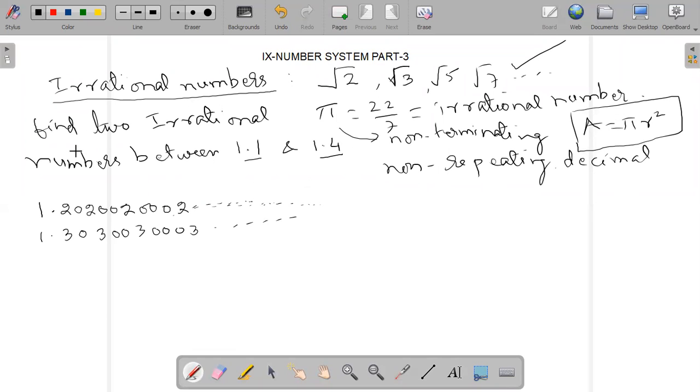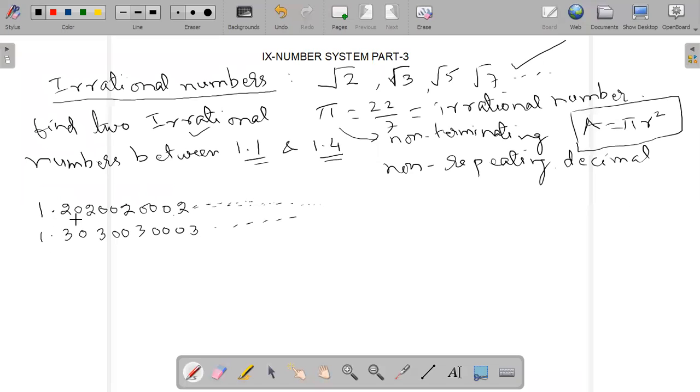And now we find two irrational numbers between two rational numbers, between 1.1 and 1.4. So how will we find them? We will write a number between 1.1 and 1.4 after one decimal place or after two decimal places, but the number should be in between 1.1 and 1.4.